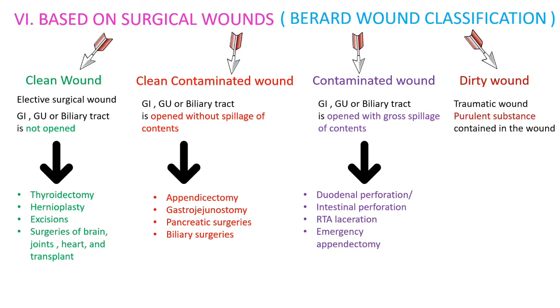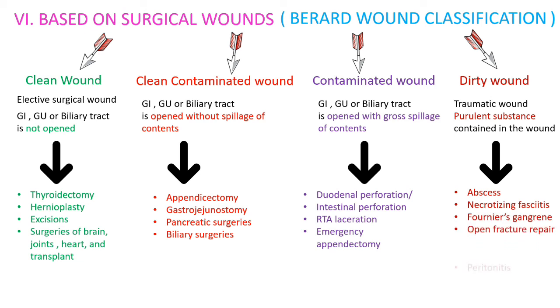In dirty wounds, there are traumatic wounds, and purulent substance is contained in the wound. For example, abscess, necrotizing fasciitis, Fournier's gangrene, open fracture repair, and peritonitis.